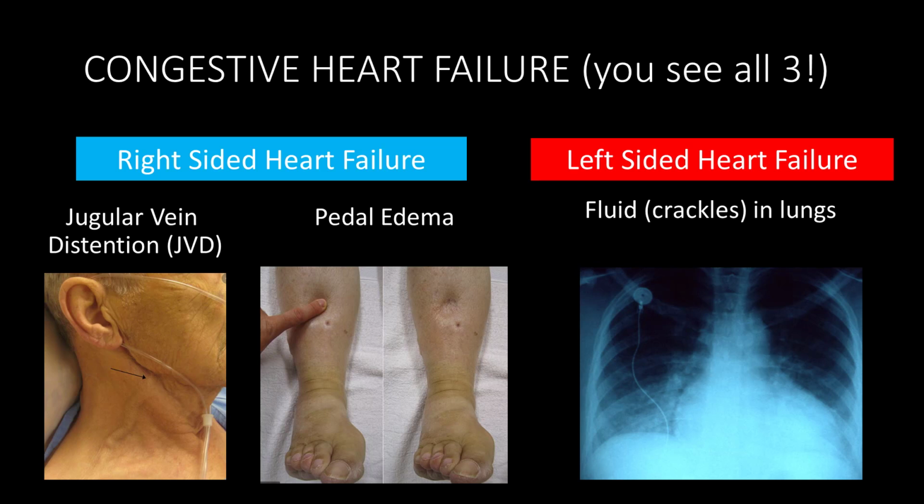That's because the right side of the heart is much smaller and it can't pick up the job of pumping for the entire left and right side. So if the left side fails, the right side fails. So you actually see all three symptoms and signs. You see jugular vein distension, you see pedal edema, both signs of right-sided heart failure, and then you also hear fluid or crackles in the lungs, which is the sign of left-sided heart failure.